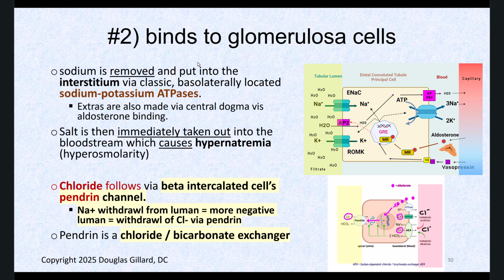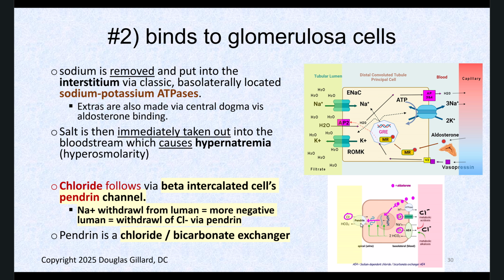Right, sodium is removed, sodium potassium pumps, everything I said. What about the chloride? Students always ask, well, where does the chloride come from? Because doesn't chloride always follow salt? It does, but it doesn't come through the principal cell. It comes from not the alpha intercalated cell, but a beta intercalated cell. And it specifically comes from an exchanger called pendrin.